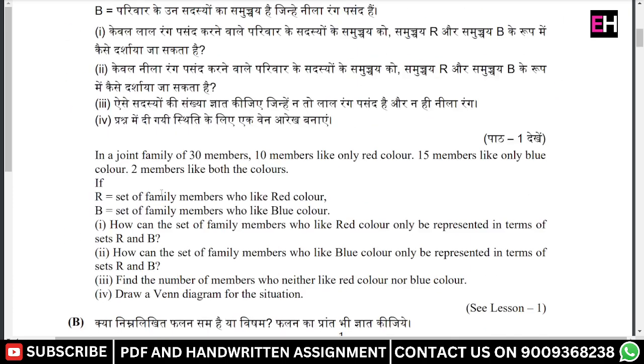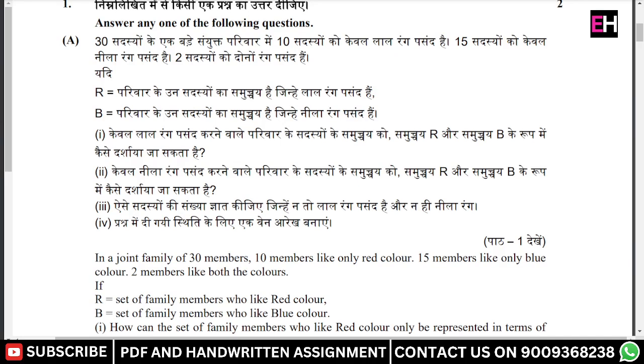Now question number 1A is: in a joint family of 30 members, 10 members like only red color, 15 members like only blue color, 2 members like both the colors. If R equals the set of family members who like red color, B equals the set of family members who like blue color, how can the set of family members who like red color only be represented in terms of sets R and B? How can the set of family members who like blue color only be represented in terms of sets R and B? Find the number of members who neither like red color nor blue color and draw a Venn diagram for the situation. So here is the question we are discussing.